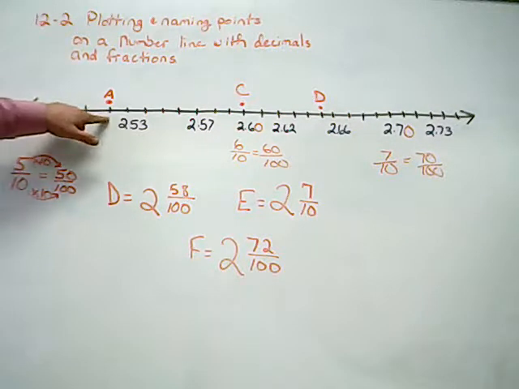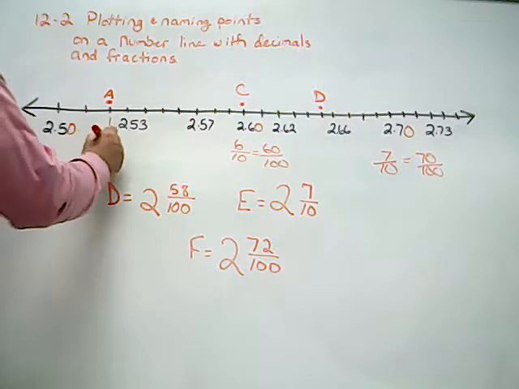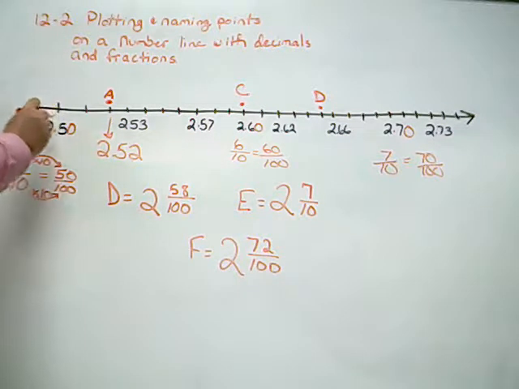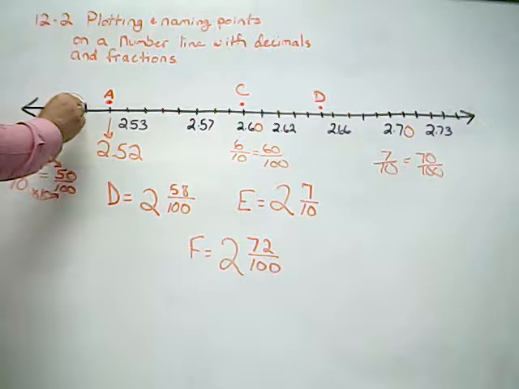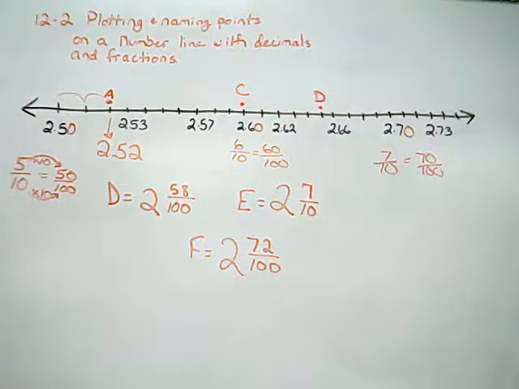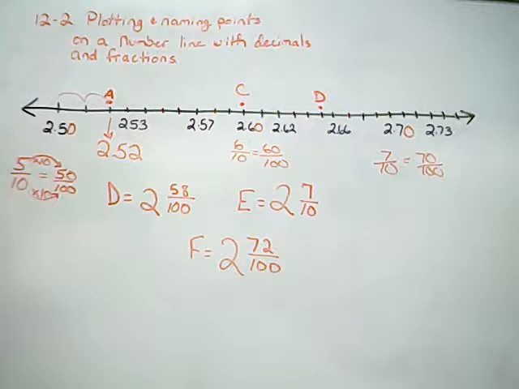Point A would be considered at 2 52 hundredths. I got that because here's 2 50. Here's 2 51 hundredths. I stopped at 2 52 hundredths. The next number would sequentially be 2 53 hundredths.